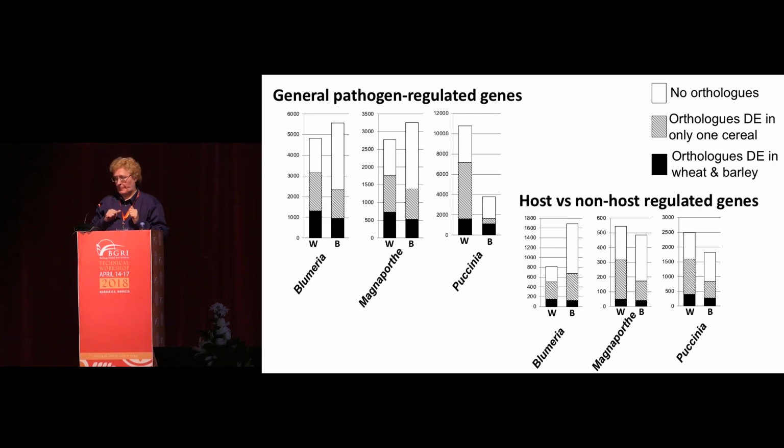So you can see for this general group of differentially expressed genes, there's some commonality between what wheat and barley are doing in responding to these pathogens. When we come to look at the non-host versus host comparison, we find that proportionally, this commonality between the wheat and the barley is reduced. Okay?